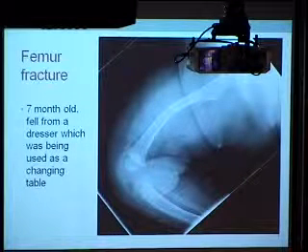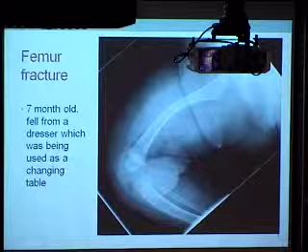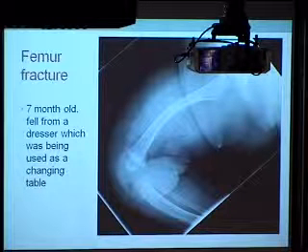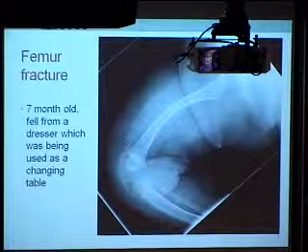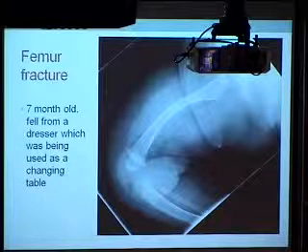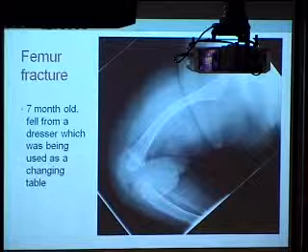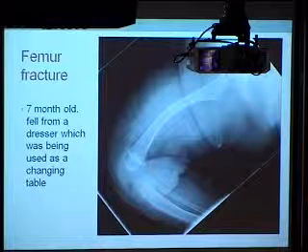Here's another femur fracture. This is a 7-month-old who fell from a dresser. Parents were both at least a foot taller than I was, so they were using their dresser as a changing table and fell from almost 4 feet. She was on a changing pad. It started to slip. Dad tried to grab her, couldn't, and she hit the floor.